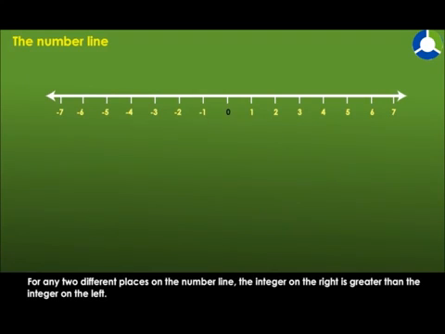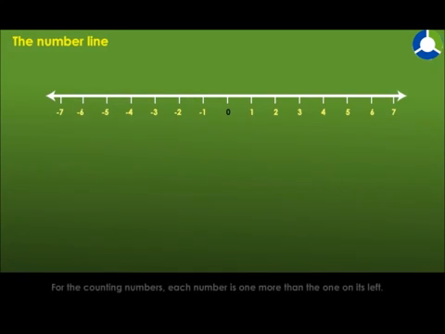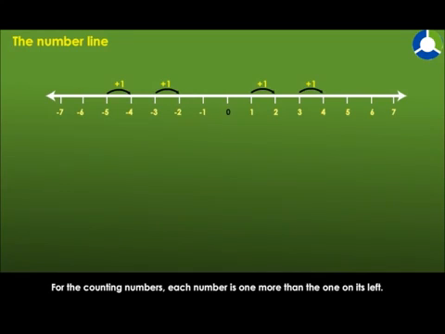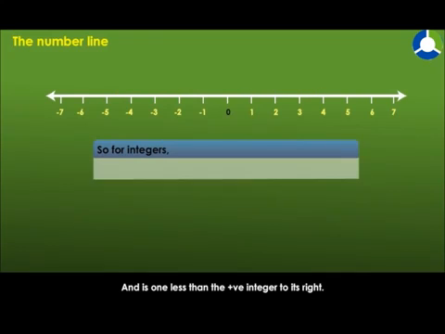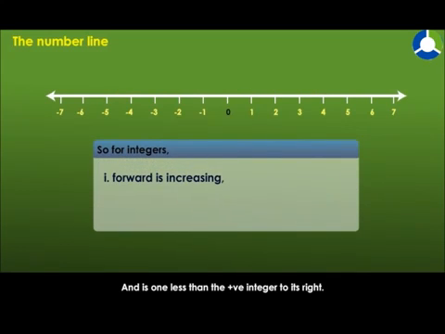For any two different places on the number line, the integer on the right is greater than the integer on the left. For the counting numbers, each number is one more than the one on its left and is one less than the positive integer to its right. So, for integers, forward is increasing. The more to the right, the greater the integer.